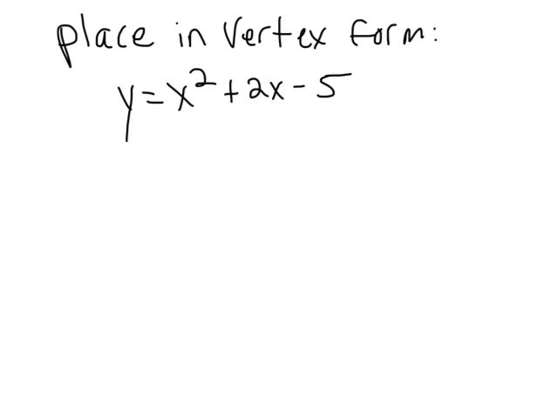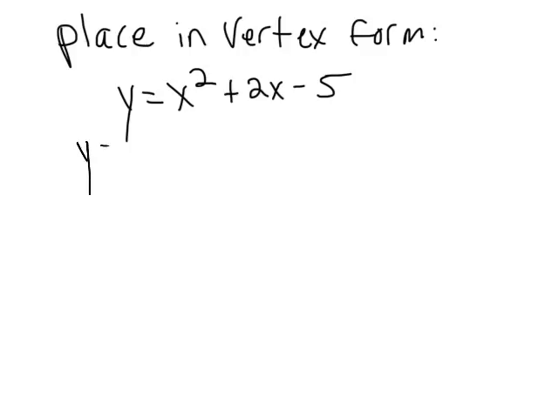The last use of completing the square is placing a second degree function in vertex form. The only difference here is that we keep everything on the same side of the equation, so we have to split some things apart. What we're going to do is create a perfect square trinomial out of the first two terms. The -5 is just going to be along for the ride until the end. The y is going to stay right where it is.